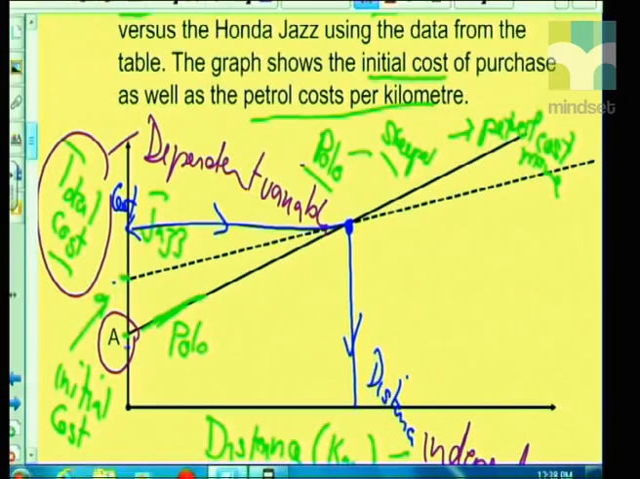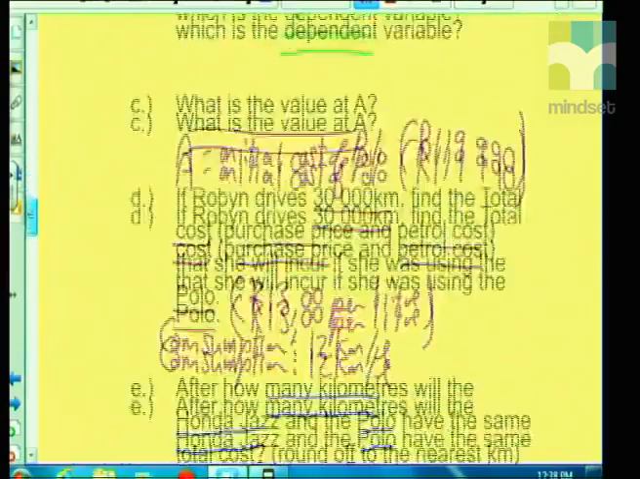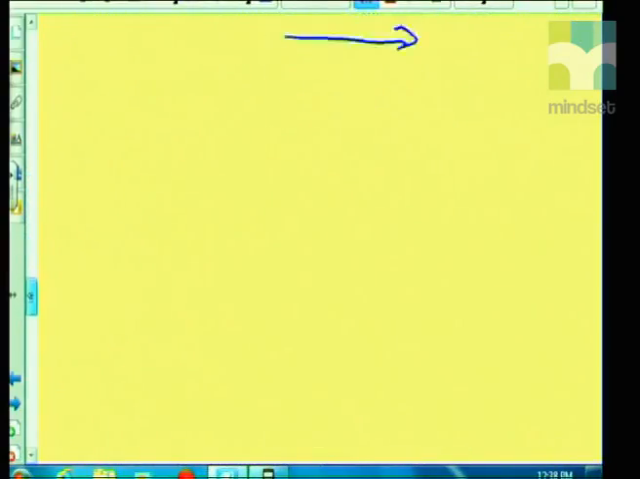Remember, the starting point for the Polo was a lot lower and the Jazz was a little higher, but over time they will have done a certain amount of distance. Because the Jazz is more economical running on the fuel, it will catch up to the cost of the Polo, and the Polo and the Jazz will have the same total cost. So how are we going to do that? Well, we've got to get two equations.